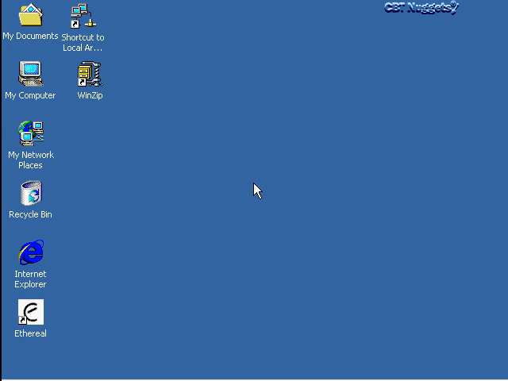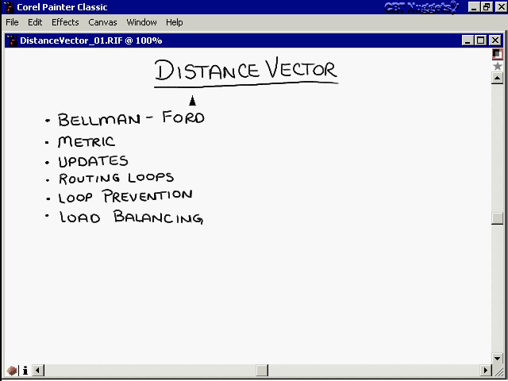Distance vector protocols. Distance vector protocols were key in the development of early networks to include the ARPANET, which was a predecessor to what we now know as the Internet. In this nugget, we're going to look at the Bellman-Ford algorithm and see what its purpose is.